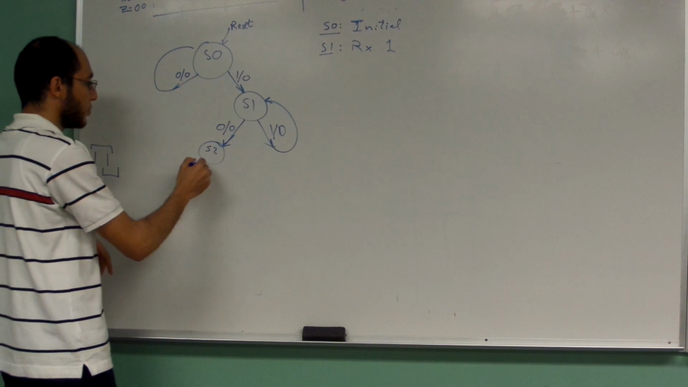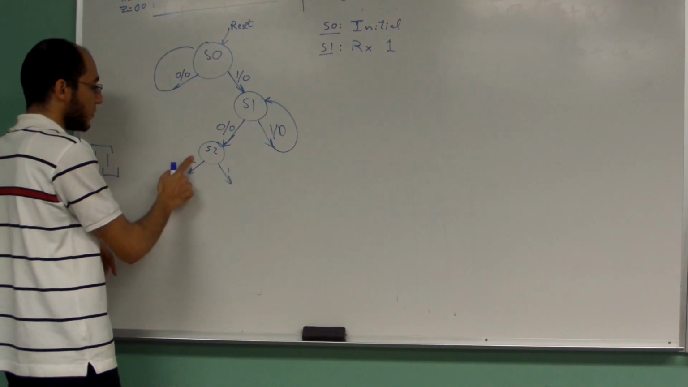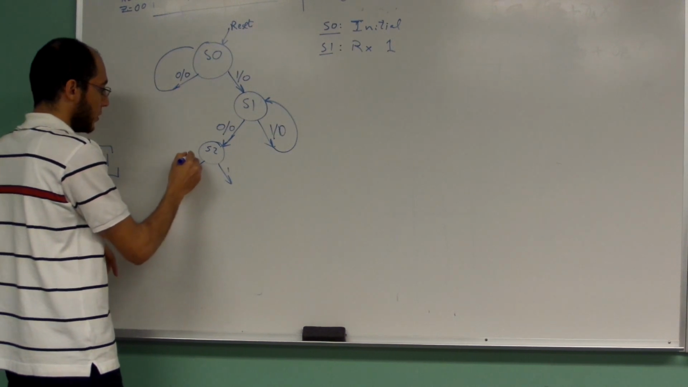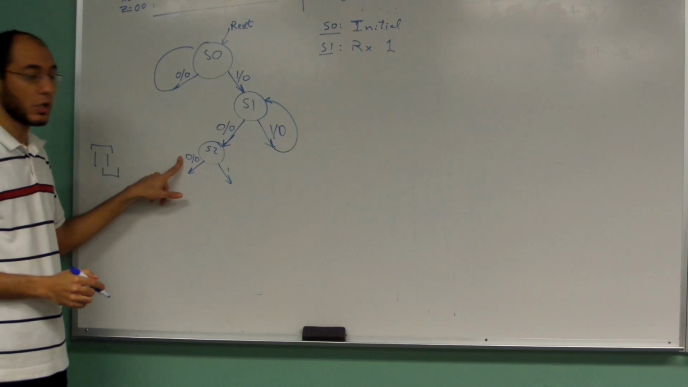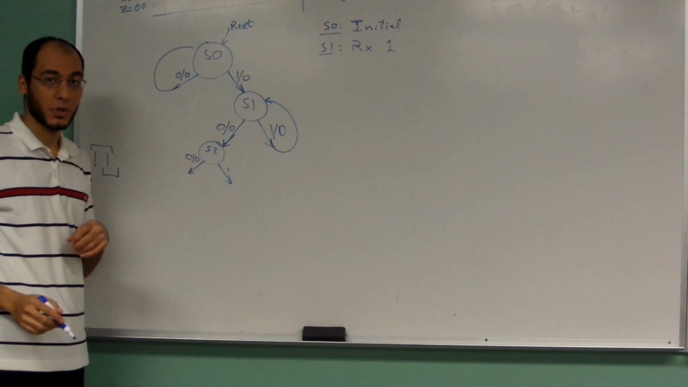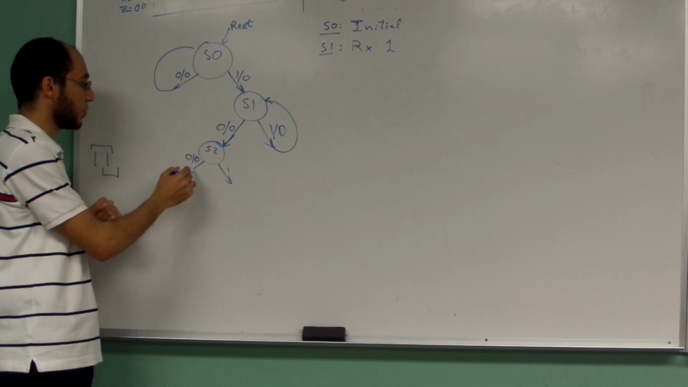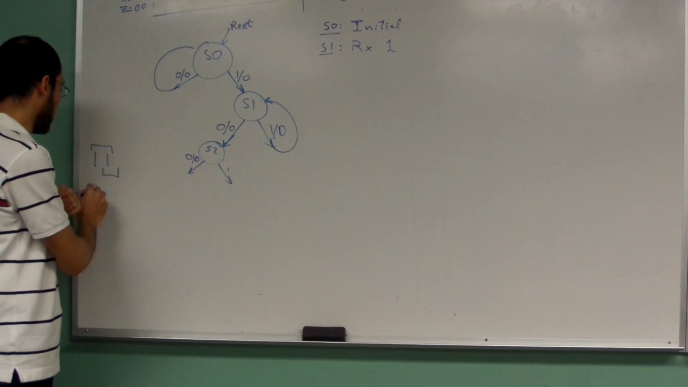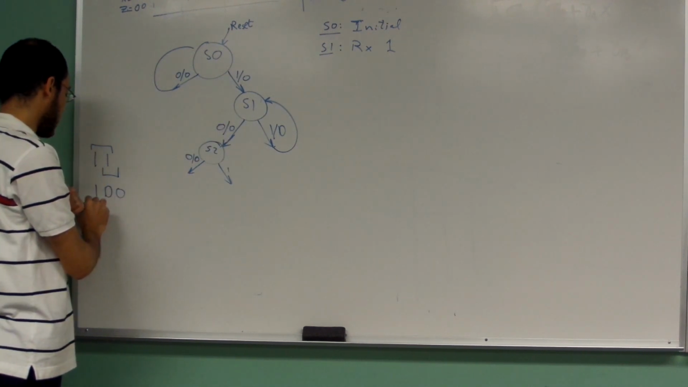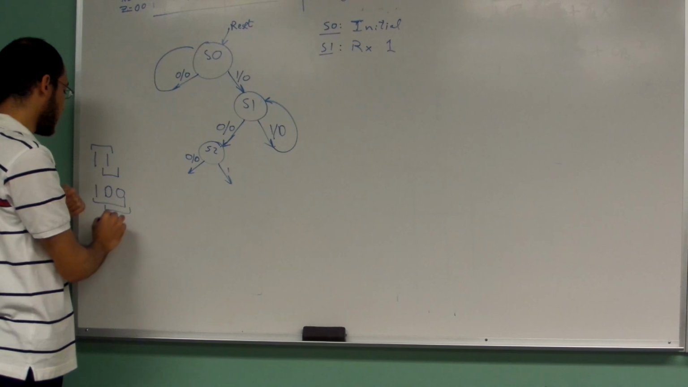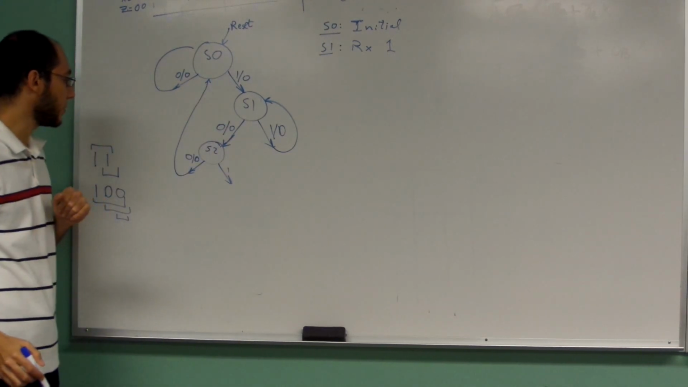Right? State S2, if I receive a 0 and if I receive a 1. If I receive a 0, I know for sure that this is not a part of the sequence. So I should not output a 1. This is an output of 0. But where should I go to? 1, 0, 0 is not a part of the sequence. So I go to the initial state.